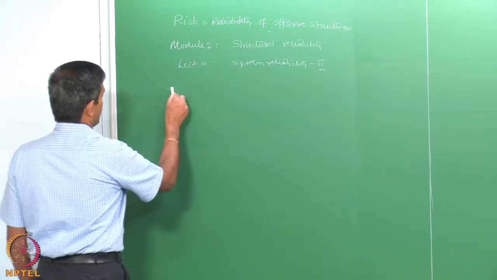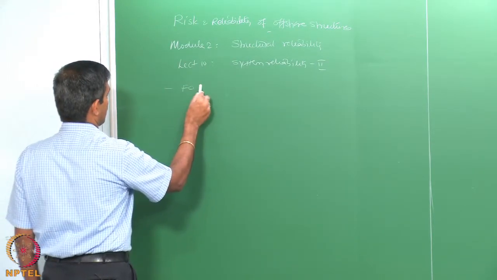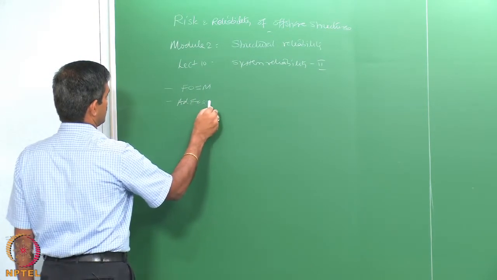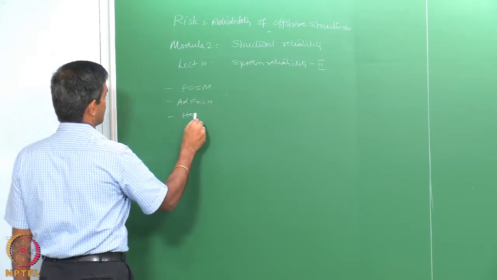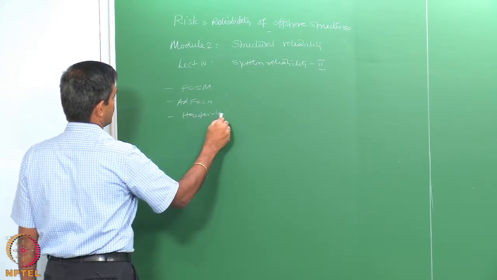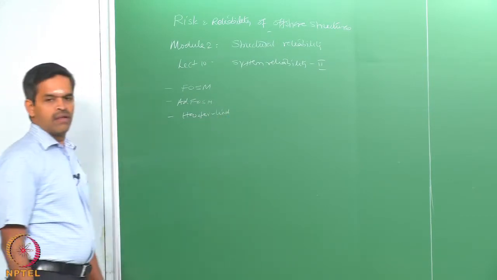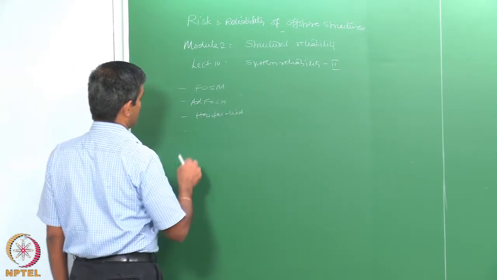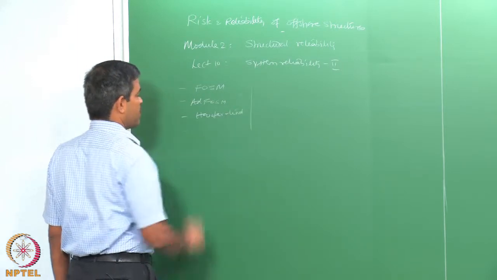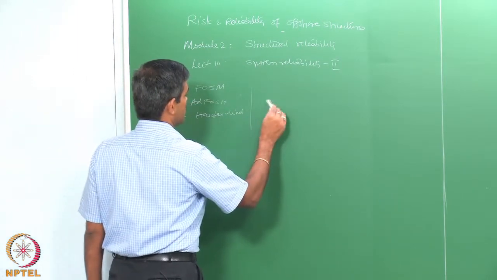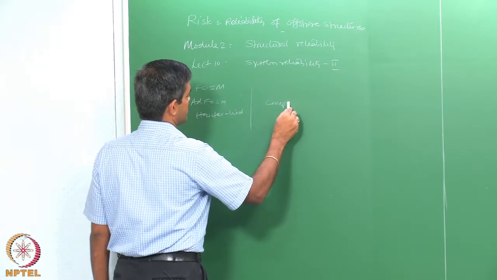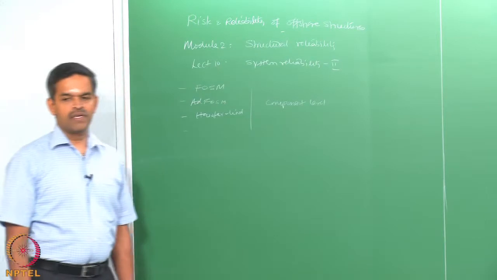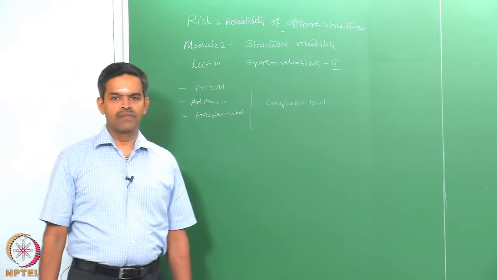So, all methods like, for example, first order second moment method, advanced first order second moment method, Hasofer-Lind method, response surface method using linear functions for performance functions, etc. All these are applicable to component level reliability. Let us extend the discussions to the structural level.